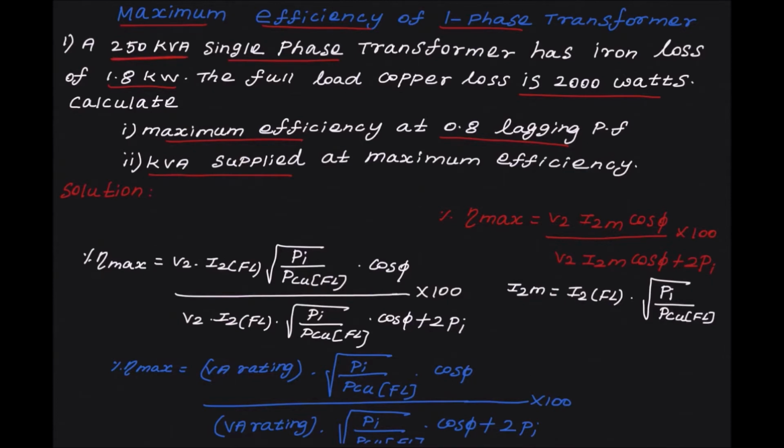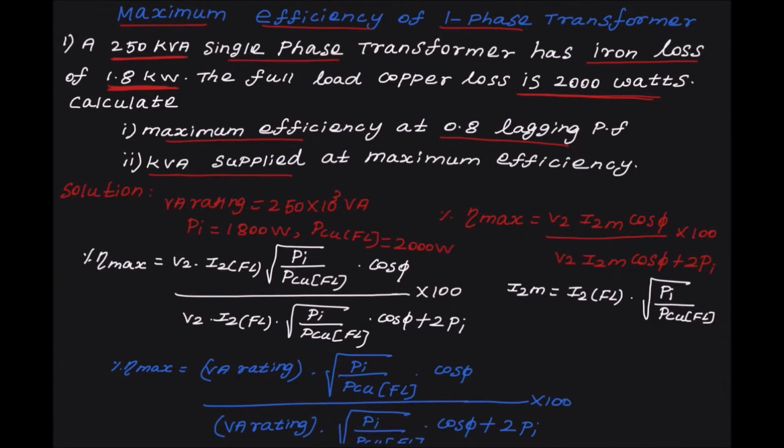So the VA rating of the transformer is 250 kVA, that is 250 into 10 power 3 VA. Next, the iron loss is given as 1.8 kilowatt. We denote it as Pi, which is equal to 1800 watt. So instead of 1.8 kilowatt, we are writing it in watt, that is 1800 watt. Next data is the full load copper loss, which is 2000 watt. So P copper, the full load copper loss, is 2000 watts.